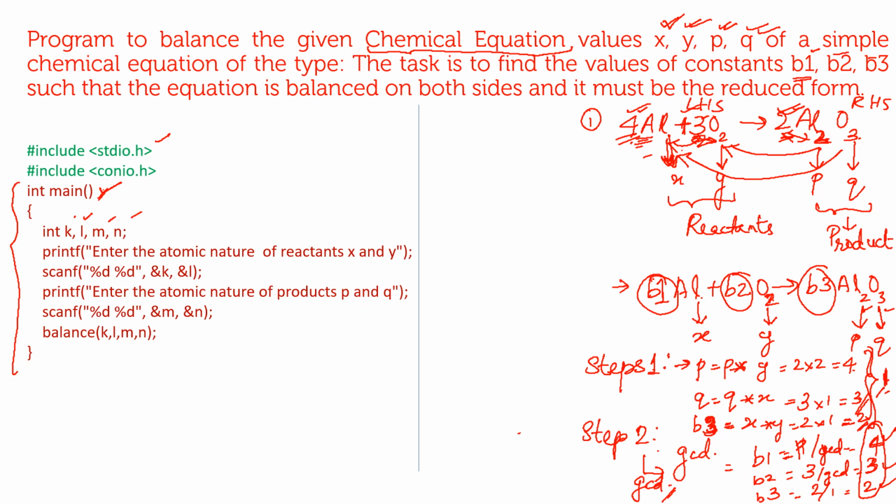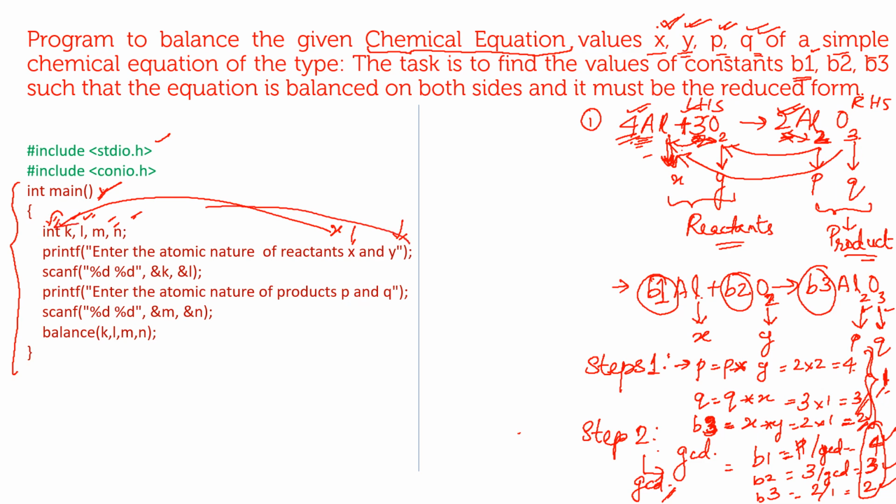So what is the meaning of this? You know that 4 variables are declared, k, l, m, n, of the data type integer. Okay, so actually what is your input parameter here in your question? X, y, p and q. Okay, so printf, enter the nature of reactants. So first you are going to find out the reactants. I have told you LHS is reactants and RHS is your product term. So for reactants, you are taking the parameters as x and y. So your x and y will be stored in your k and l.